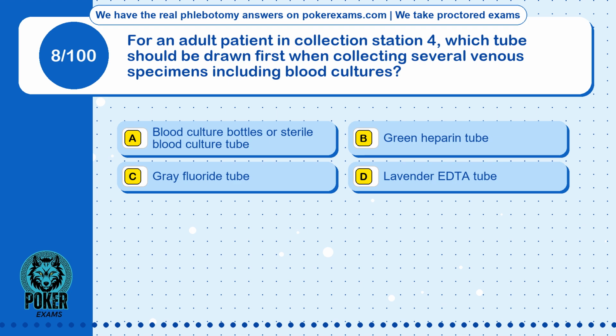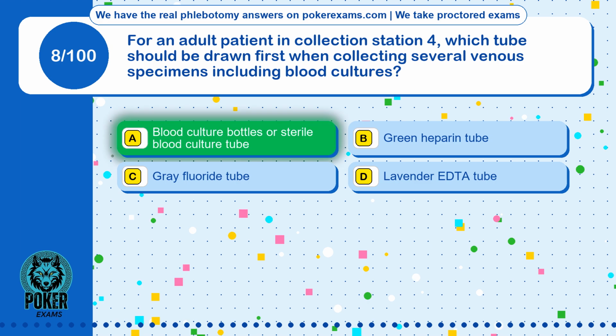Question 8. For an adult patient in collection station 4, which tube should be drawn first when collecting several venous specimens including blood cultures? Option A, blood culture bottles or sterile blood culture tube. Option B, green heparin tube. Option C, gray fluoride tube. Option D, lavender EDTA tube.